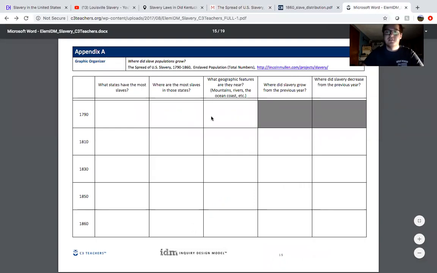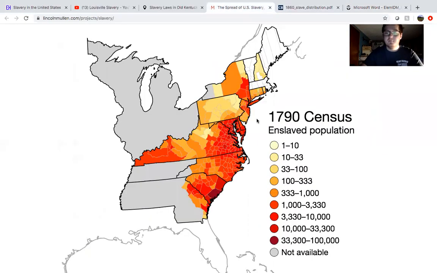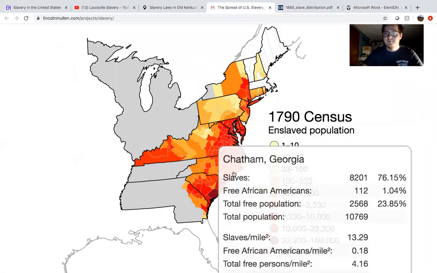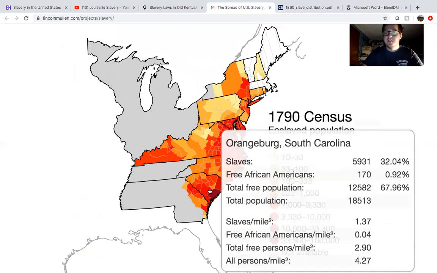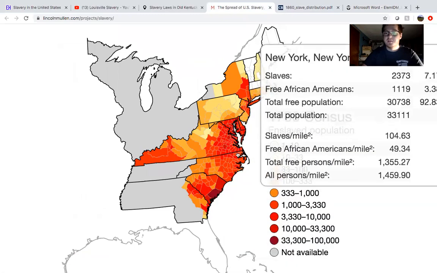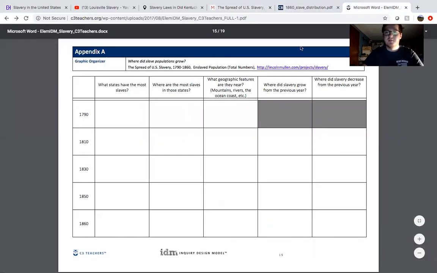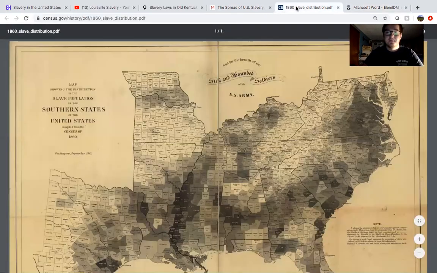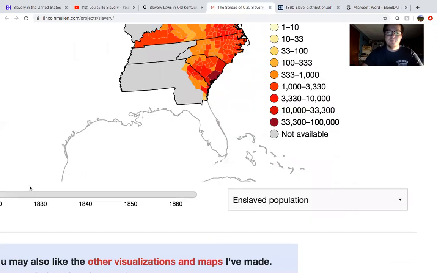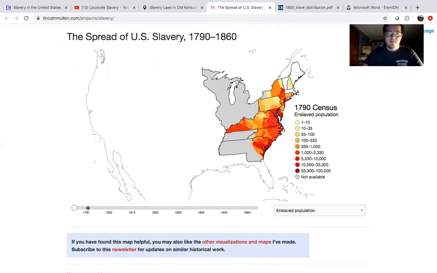What geographic features are they near? This one's pretty easy for 1890. They're near the ocean, right? Most of the slaves, we see the dark red, the red, the orange against the ocean. So that one's pretty easy. We can put near the ocean coast. And of course, we don't have the previous year or decreased from the previous year data. Let's do 1810. Again, we can use the same graphic organizer. Let's go to 1810.